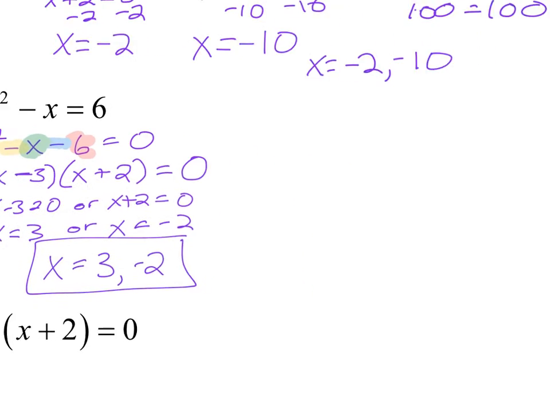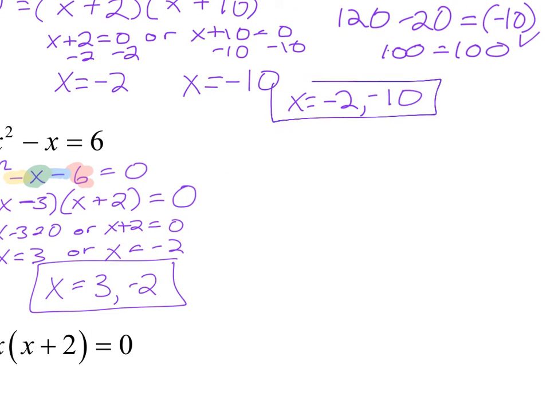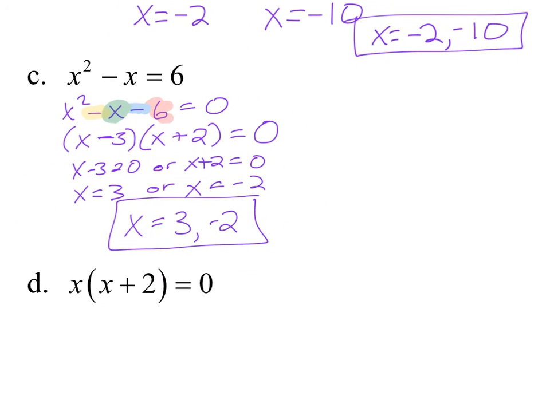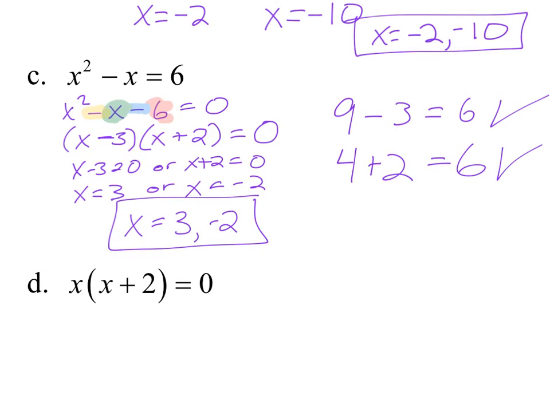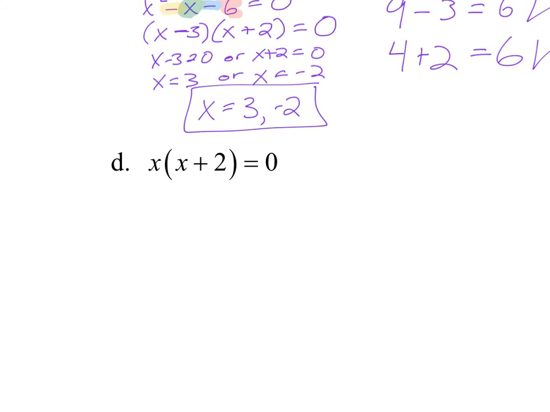All right, so I can plug this in. I forgot to box that one. I can plug these in to check. 3 squared is 9. Minus 3 is equal to 6. That works. -2. -2 squared is 4. Minus a -2. Does that equal 6? Check. Sure does. Okay, so that gives us our answer.